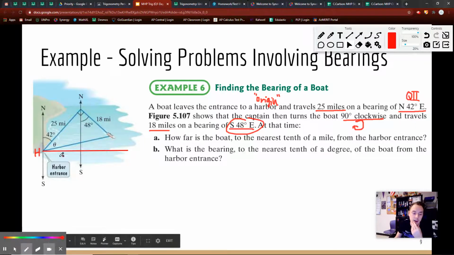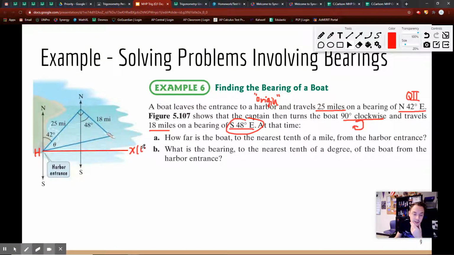All right, so that's my harbor entrance. This is my straight line. Now this is what we call the x-axis, or the east, okay? And this is obviously my y and my north. Now, what do I do here? Well, first of all, the boat travels 25 miles from a bearing northeast. So this was my second quadrant. But then, this is what gets tricky. It turns 90 degrees clockwise and goes down. And here, of course, is your boat. Since it goes down, that's what makes it tricky.